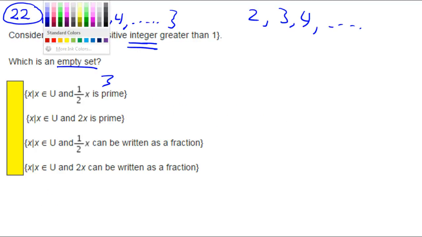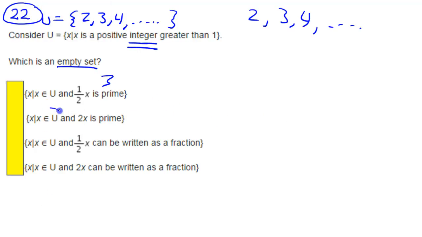So therefore, since there's no way to take an element of U, 2, 3, 4, and double it and then have it be prime, there's no way for both of those things to be true. Then that means we're looking at the empty set. Boom.